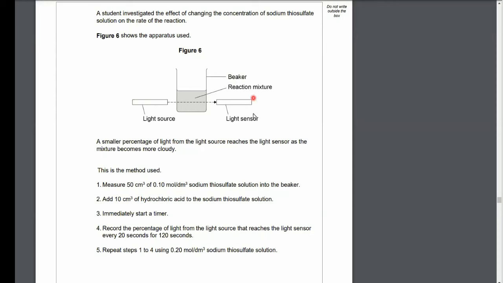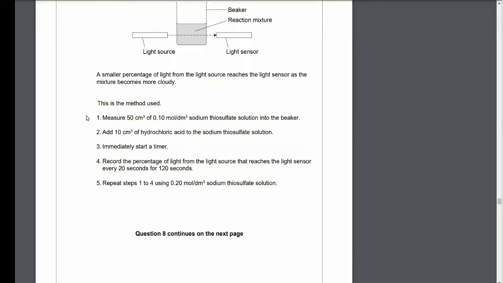Okay, moving on. A student investigated the effect of changing the concentration of sodium thiosulfate solution on the rate of reaction. A smaller percentage of light from the light source reaches the light sensor as it goes cloudy. So we're firing light through this beaker with our hydrochloric acid and sodium thiosulfate, and as it goes cloudy, less light reaches the sensor. And down below here, we've got the methodology with the conditions they've used. And what have they changed here? They've changed the concentration. They've done it at 0.1 mole of sodium thiosulfate. Then they've repeated it again at a higher concentration of 0.2 moles. As you can see right down the bottom, it says 0.2 moles. So they doubled the concentration when they did a repeat. And they timed how long it took to get cloudy.